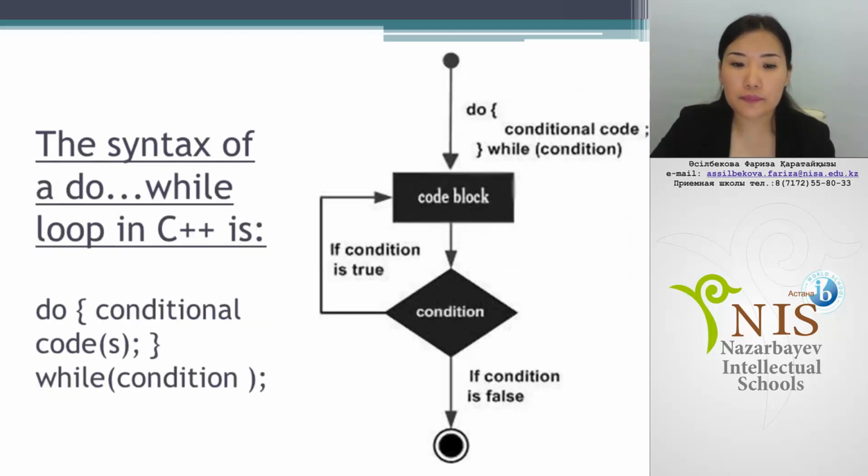The next one is the do while loop, and the syntax is do, and do consists of the conditional code in the body, and then while condition. In the picture you can see how it works. Code block, then condition. If the condition is false, it breaks. If the condition is true, the code will return to the code block, until the condition in while is false.